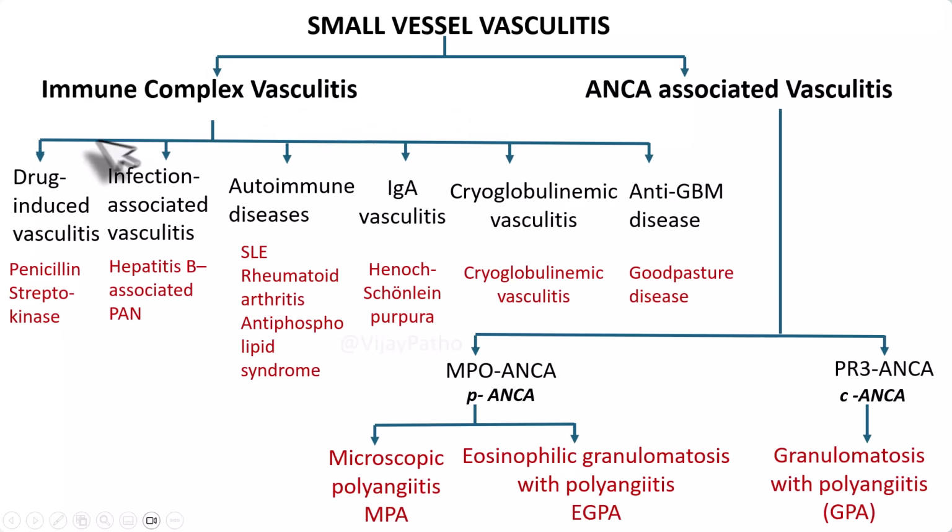Small vessel vasculitis is categorized into immune complex vasculitis, based on the pathogenic mechanism, and ANCA-associated vasculitis. You have multiple different examples for immune complex vasculitis, starting from drug-induced to anti-GBM disease, whereas in ANCA-associated, only two types of ANCAs. One is MPO, another is PR3, that is proteinase 3. MPO was earlier referred to as p-ANCA, and PR3 was referred to as c-ANCA. An example for that is granulomatosis with polyangiitis. And the other two are MPA, microscopic polyangiitis, and EGPA, eosinophilic granulomatosis with polyangiitis.